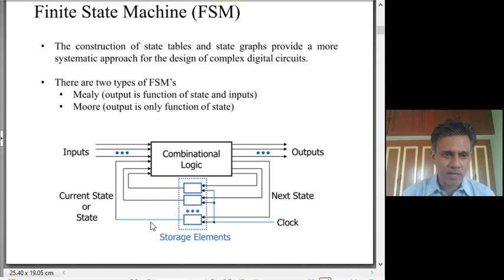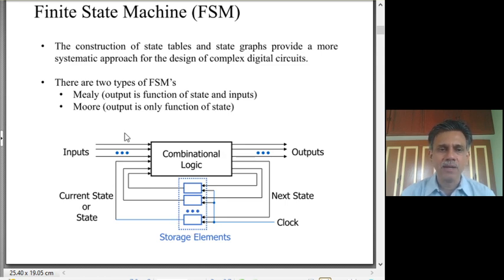So we have the current state, or simply the state of the machine, the inputs which are external to it, the outputs which go outside and affect the external universe, and then the next state to which the machine will go once a clock transition comes. How the machine works is that, broadly, the state register stores the present state of the system.